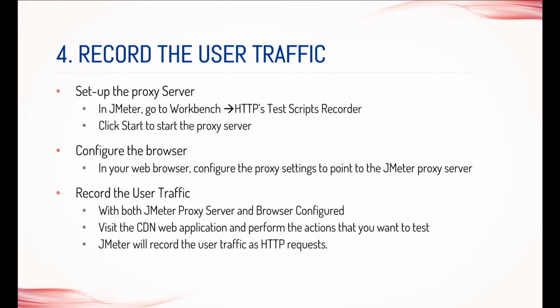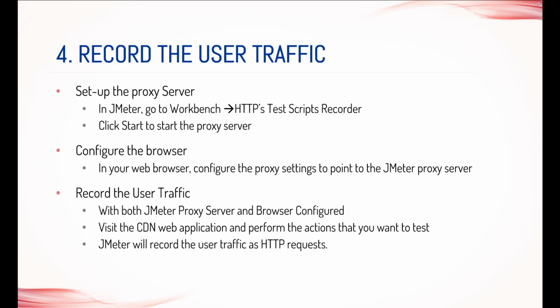The next step is to record the user traffic. In order to do this, we would need to set up the proxy server. In JMeter, add HTTP(S) Test Script Recorder. You will find this under the Non-Test Elements section. Once the HTTP(S) Test Script Recorder is added, click Start to start the proxy server.